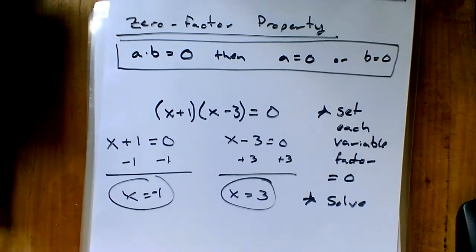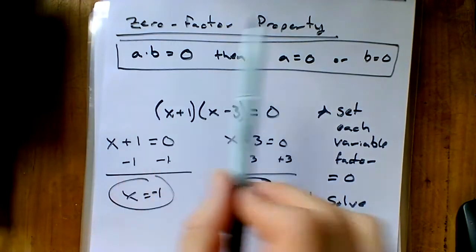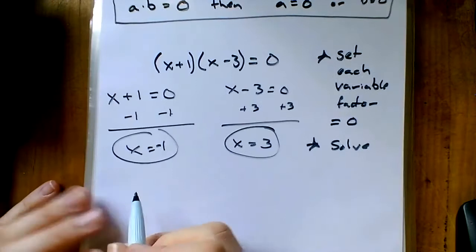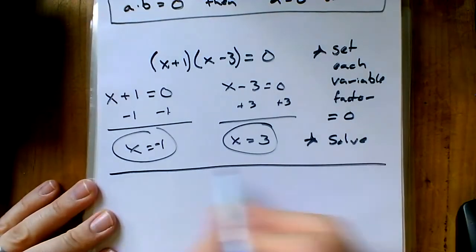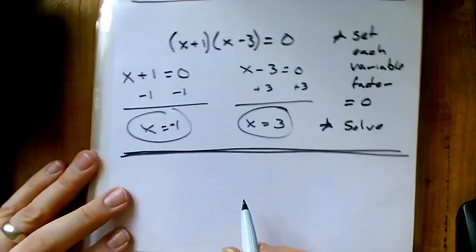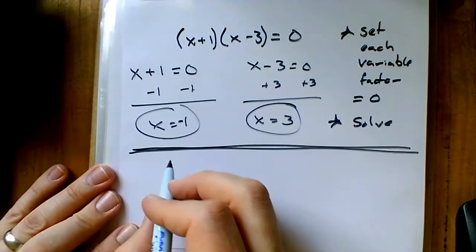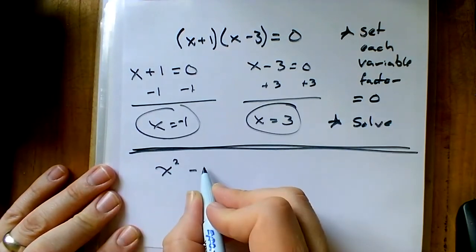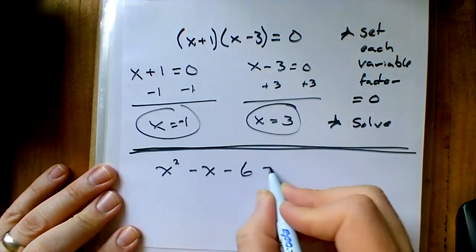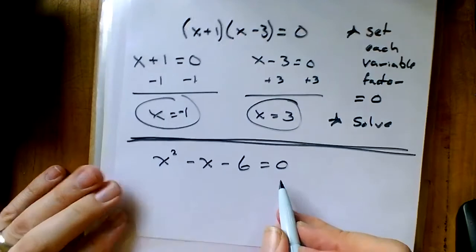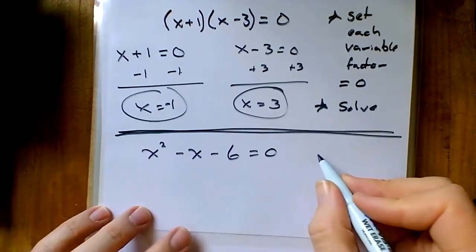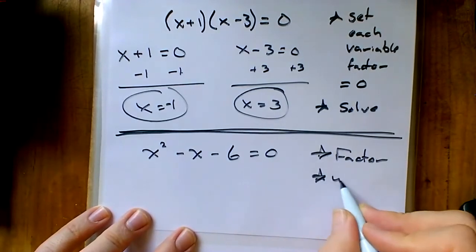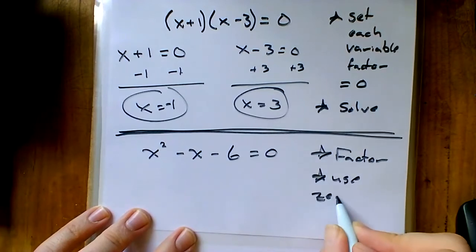So this is what we mean when we're solving using the zero factor property. We're setting each factor equal to 0 and we're solving. Now, what that means is that we can solve a quadratic, say I had something in the form of like x squared minus x minus 6 equal to 0. I could take something like this and we're going to factor it. Then we're going to use that zero factor property to solve.